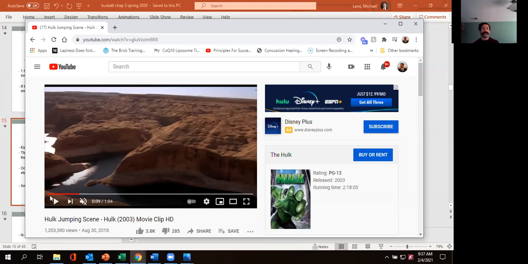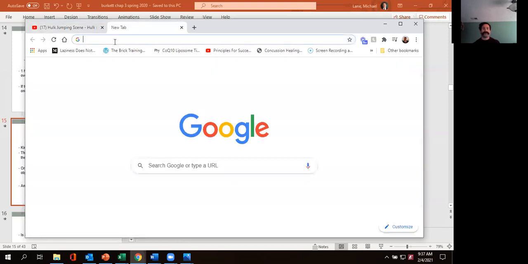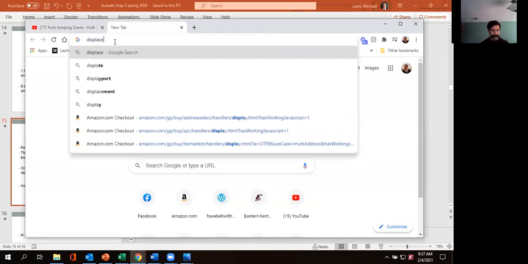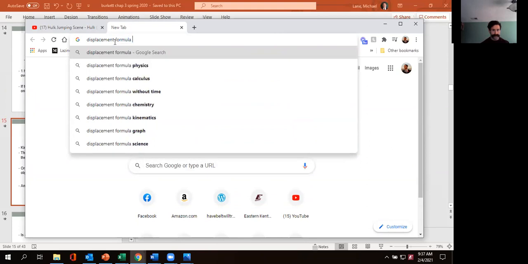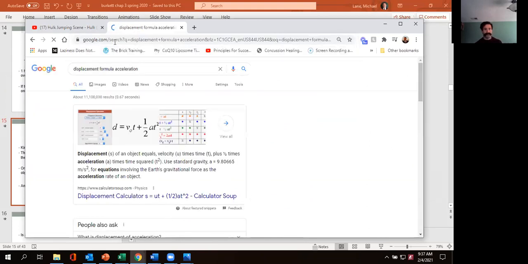It's the formula that we've been using all semester long, guys, with our projectile motion. It's literally this formula we've been using the entire time.